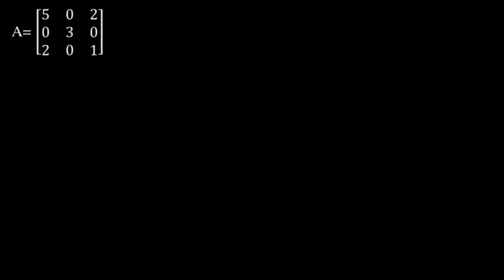Now we will find the determinant of matrix A, and for that I will be using row 3 because it is having 2 zeros and 1 non-zero. In my previous video, I told you that while finding the determinant, we have to choose the row or column which is having more number of zeros. That will make the calculation much easier.